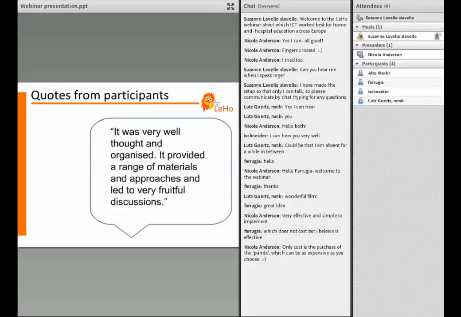Another one said it was very well organized. This would be about the training actions in Vienna and provided a range of materials and approaches that led to very useful and fruitful discussions. So maybe they hadn't thought of using any of these types of ICT to reach the children who were off school ill, and actually had been inspired by some of the things that we covered in Vienna. We looked at Panda, we looked at educational filmmaking, and there was a third one, I can't remember it, maybe Nicola can type that up in the text because it's gone.